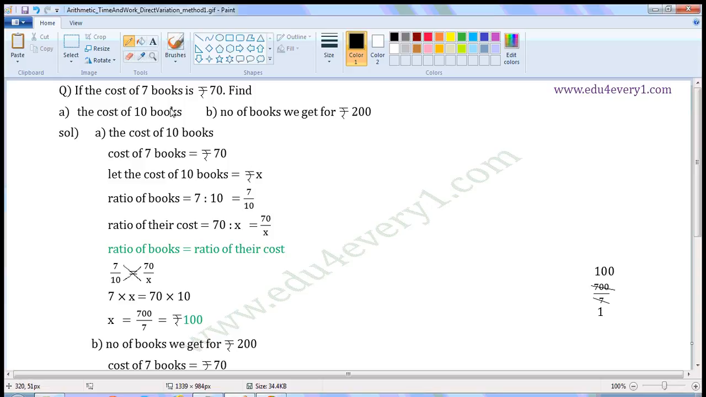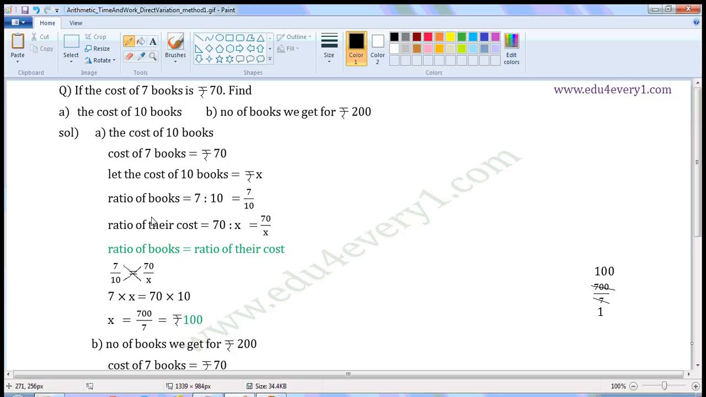If the cost of 7 books is rupees 70, find first one, the cost of 10 books. Second one, number of books we get for rupees 200. First one, the cost of 10 books. Given cost of 7 books is equal to rupees 70. Let the cost of 10 books is equal to rupees X.